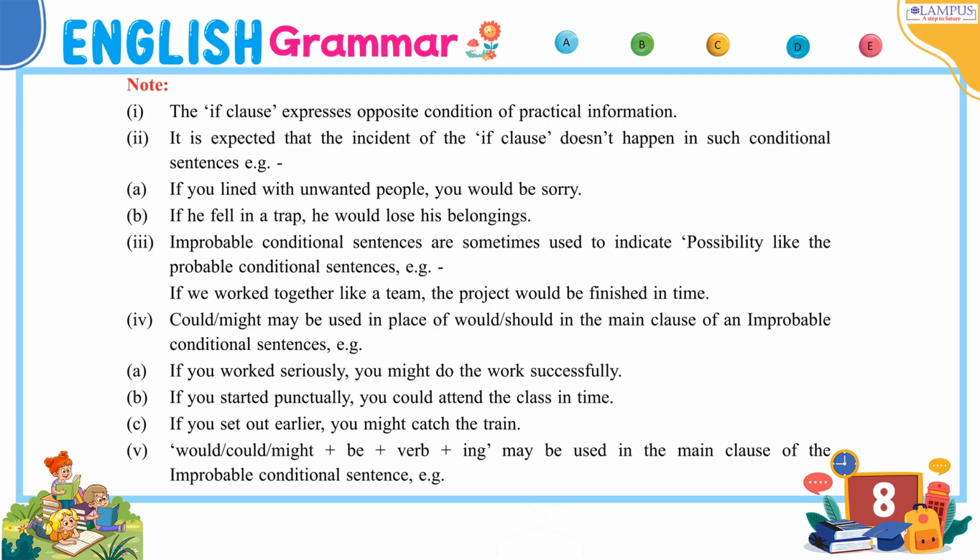Example, A. If you work seriously, you might do the work successfully. B. If you started punctually, you could attend the class in time. C. If you set out earlier, you might catch the train. 5. Would, or could, or might, plus be, plus verb plus ing, may be used in the main clause of the improbable conditional sentence. Example, A.